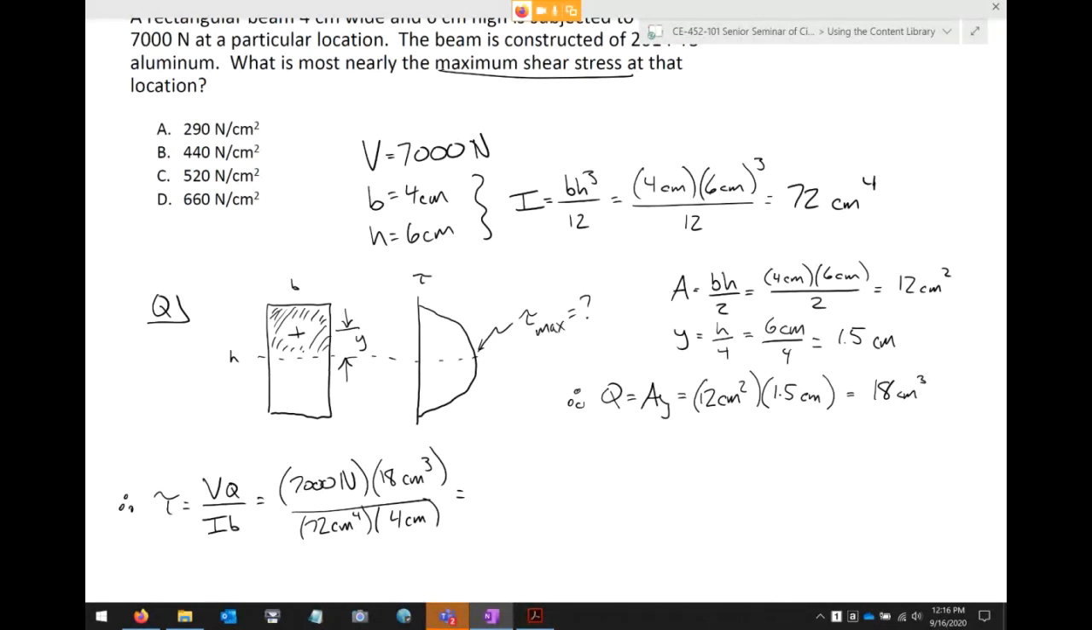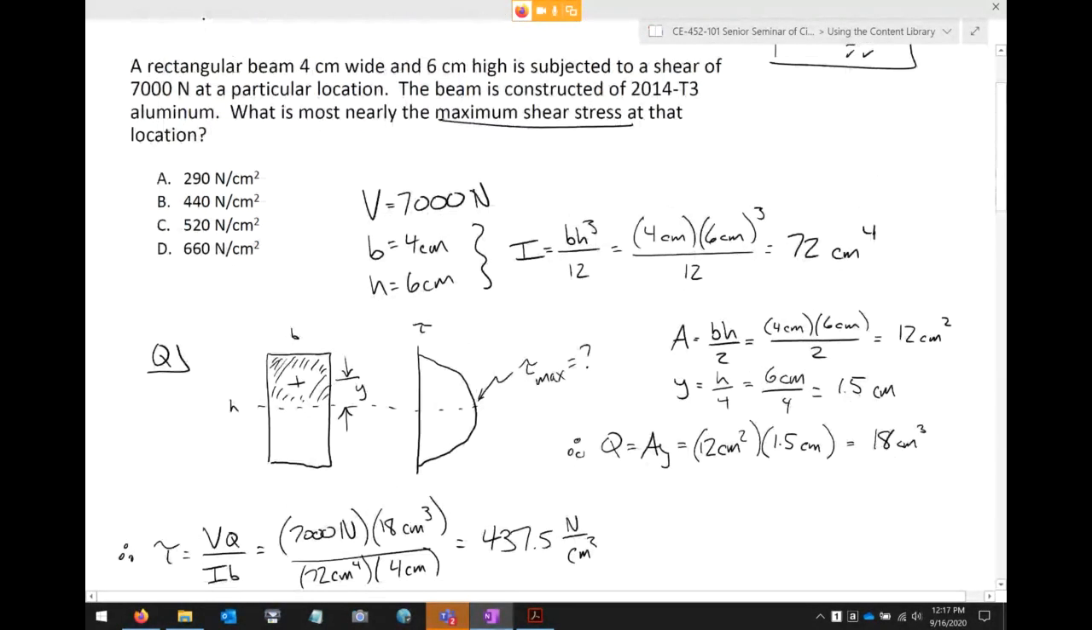All right, well, if I did my math right, according to the equation, I got 437.5 newtons per centimeter squared. All right, anybody else get that? Yeah, there we go. And so if I look at my problem, I ask myself, what is most nearly the maximum shear stress at that location?